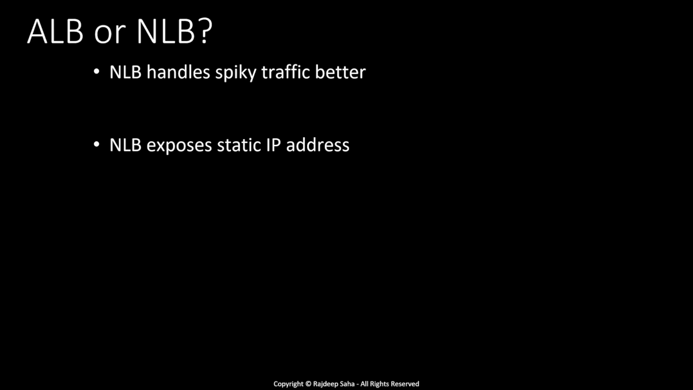Well, it comes down to a couple of factors. Network load balancer handles spiky traffic better. If you need an IP address instead of a DNS URL, the network load balancer exposes a static IP address. You can have an IP address with application load balancer, but you need to use Global Accelerator.